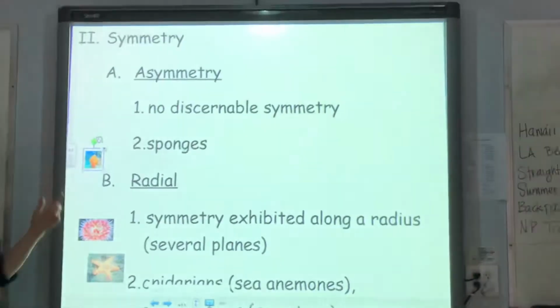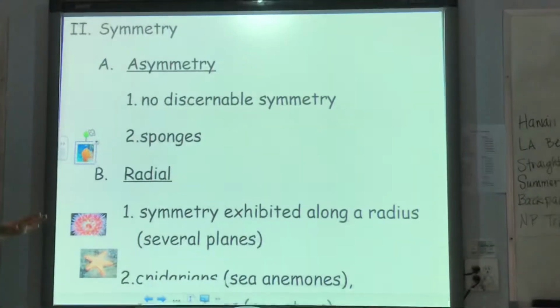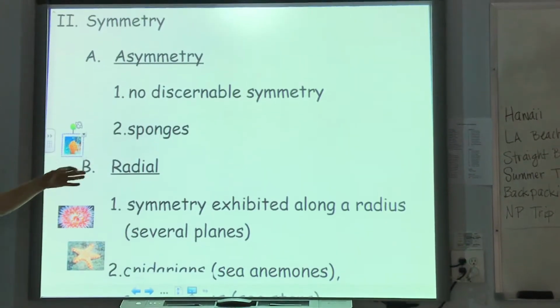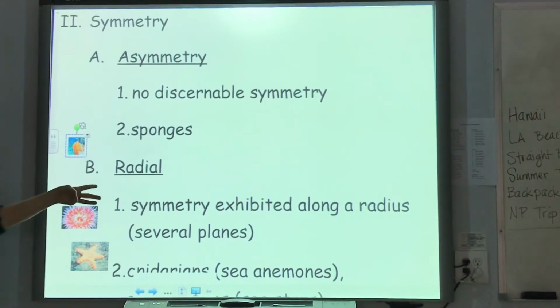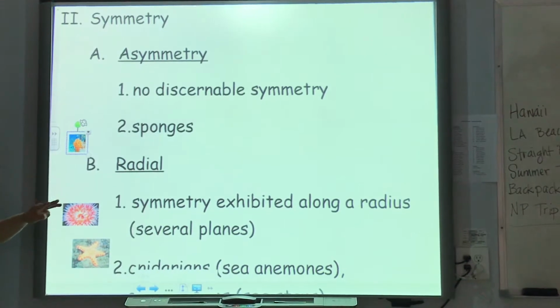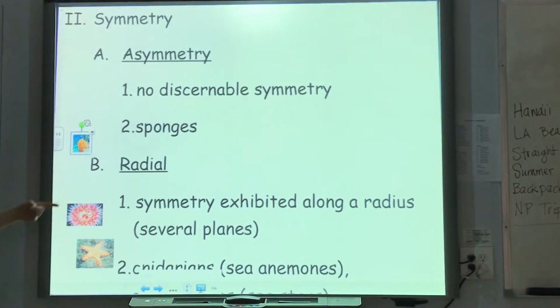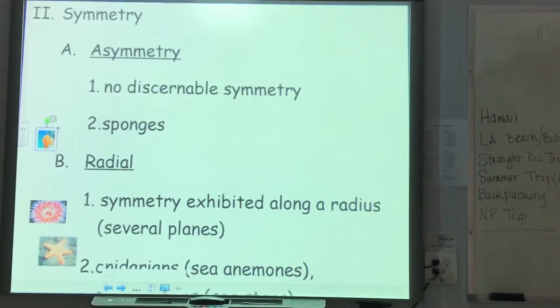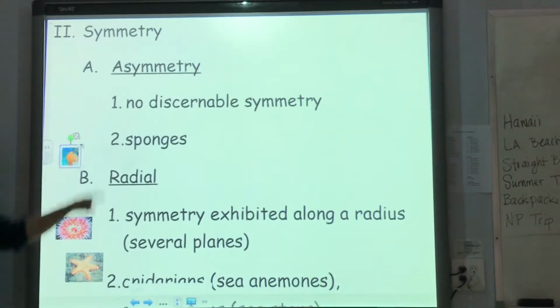Okay, so here's the second page here. I promised you I would talk about symmetry. This is something that's important to understand. We're going to spend a few minutes on it. There are three kinds of symmetry that animals exhibit, and one of them isn't a kind of symmetry. It's the opposite, right? Asymmetry. That means no symmetry, no discernible symmetry.